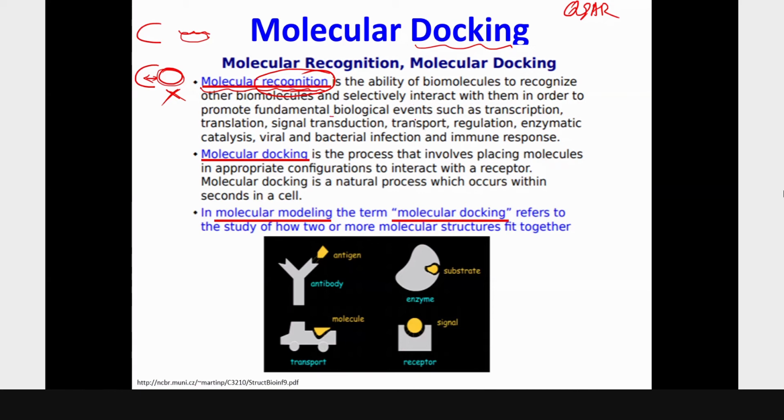So many biological events are there in your body. If you know the biology in detail, there are transcription, translation, signal transduction, so many enzymatic catalysis kind of things. Even if you know about your COVID infection, how it happens and other things, you can see so many times this kind of molecular recognition happens. Two molecules need to understand each other properly, otherwise the next step is not done.